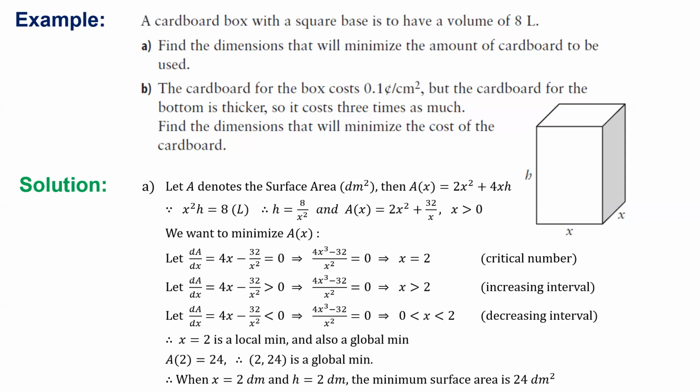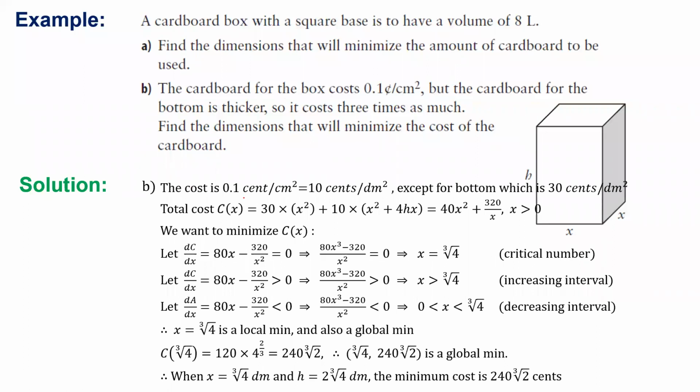Okay, then let's have a look at question B. So what's the difference between A and B? In question A, we want to minimize the amount of cardboard used, that means to minimize the total surface area. In question B, we want to minimize the total cost. So first of all, you need to represent the total cost with respect to either x or h. Let's have a look at how we can do this.